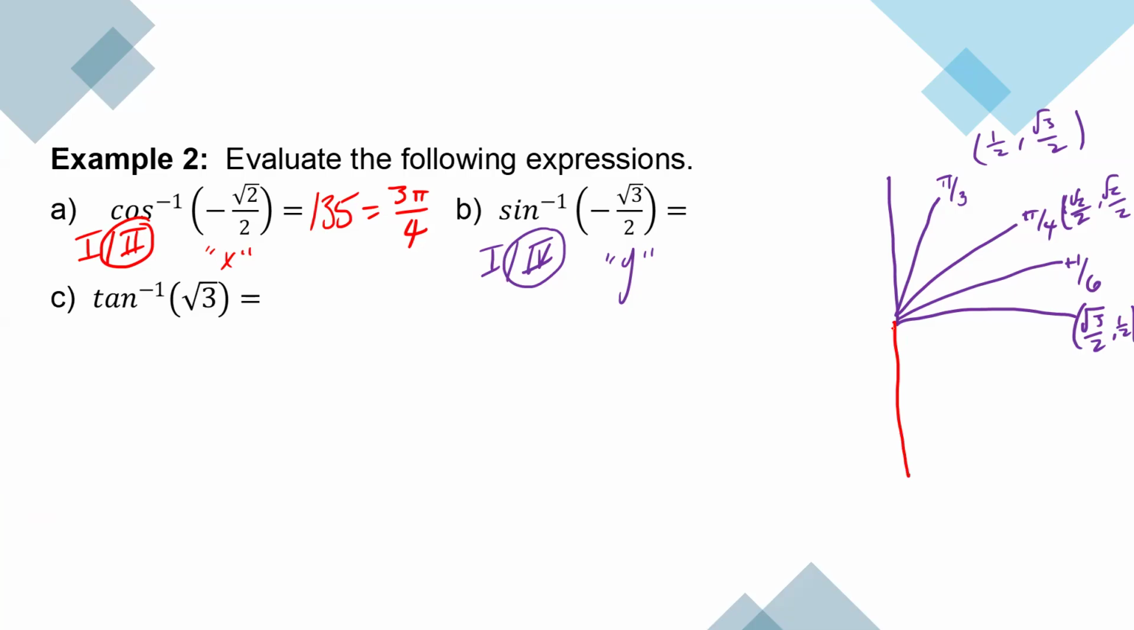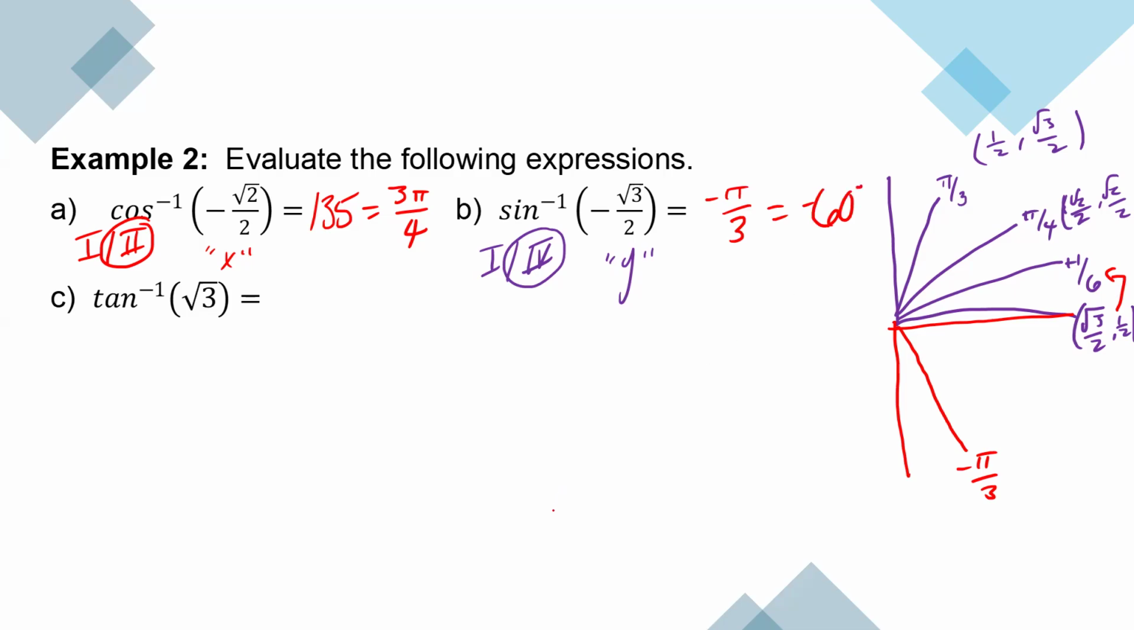So in quadrant 4, this is at 0, remember that goes there. In quadrant 4, that would be this angle right here. This would be negative pi over 3. So my answer here is negative pi over 3 or negative 60 degrees.